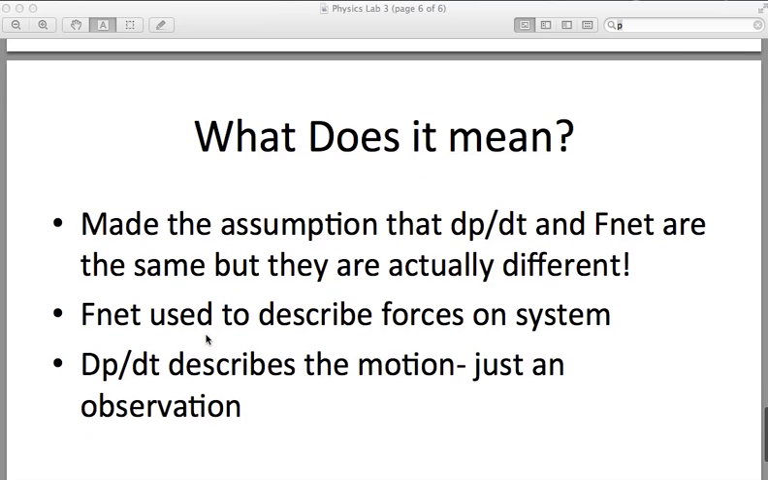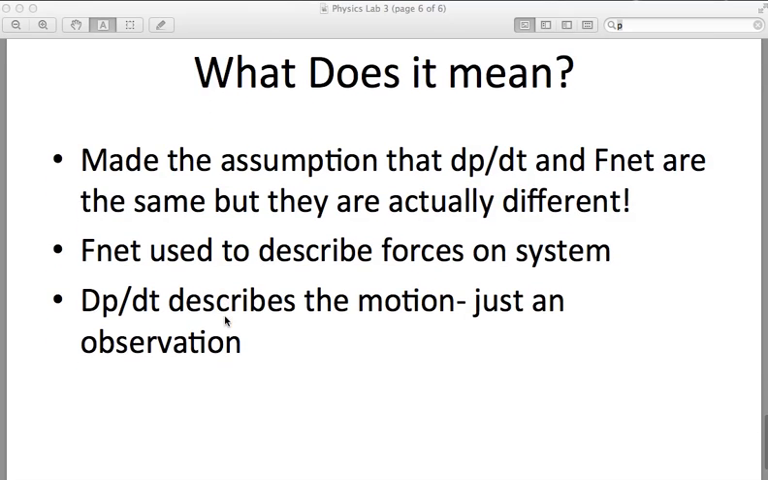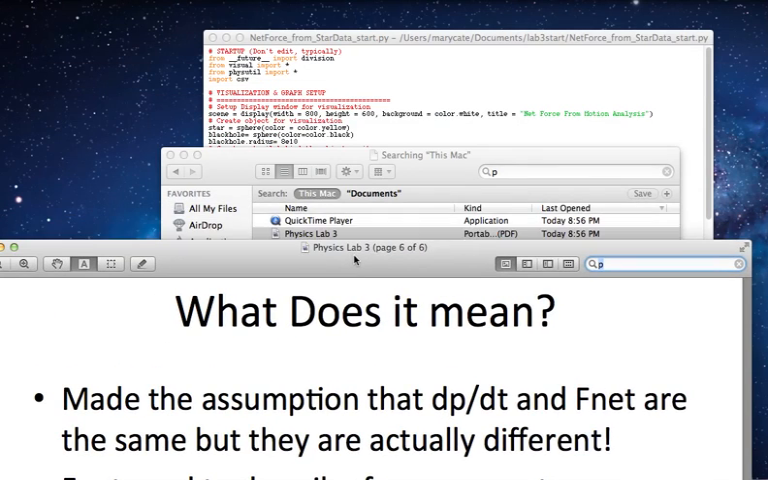So what does all this mean? This lab was really just an estimation of the mass based on the motion. It may vary slightly based on the point, which was shown by the mass that was generated. It basically made the assumption that dp/dt and F net are the same, but they're actually different because F net is used to describe forces on the system, while dp/dt describes the motion, and it's basically just an observation.